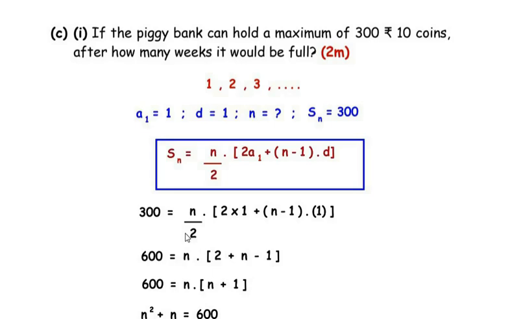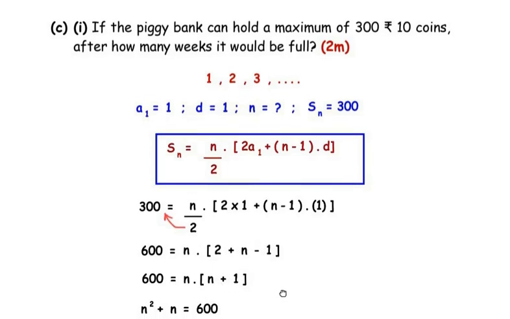Now in the next step, we have taken 2 to the other side of the equal to sign, so that it multiplies with 300. So 2 multiplied with 300 gives us 600 is equal to n times (2 times 1 is 2, plus n minus 1 times 1 gives us n minus 1). Now let us simplify this equation. So 600 is equal to n times, now 2 minus 1 gives us 1, so this bracket simplifies as n plus 1.